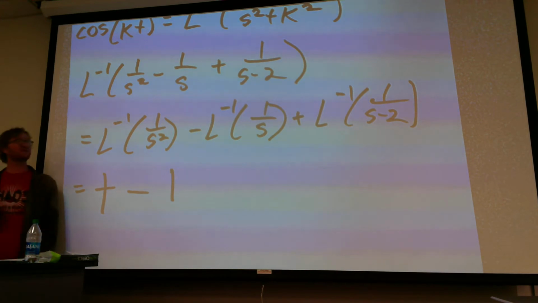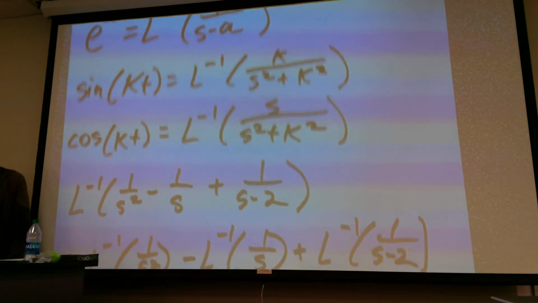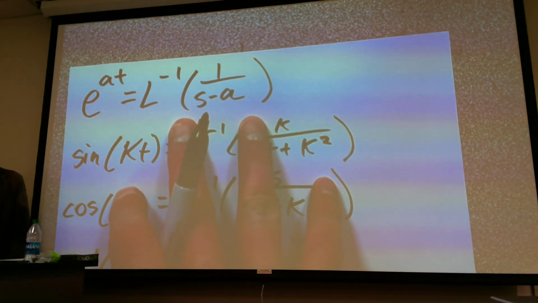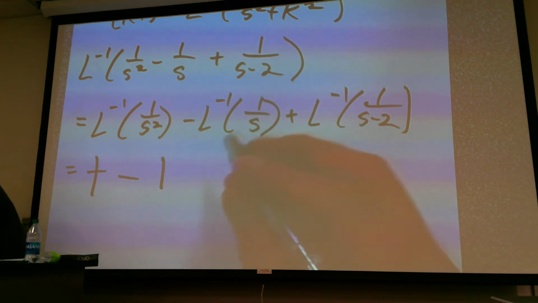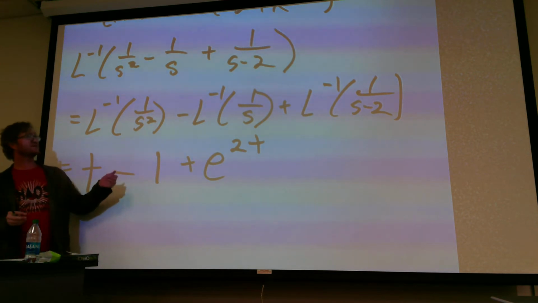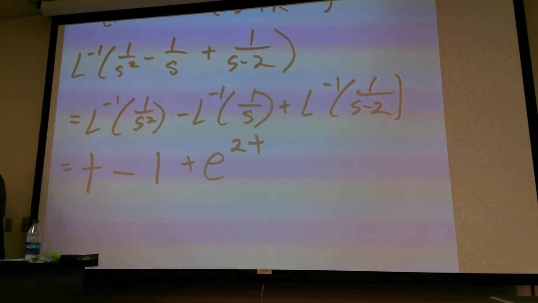Then we have 1 divided by s minus 2. This corresponds with the formula we have at the top: 1 divided by s minus a is going to equal e to the at. And so 1 divided by s minus 2 would be plus e to the 2t. Now this one is kind of obvious, that's a 1 divided by s minus a. So let's look at one that is not as obvious.